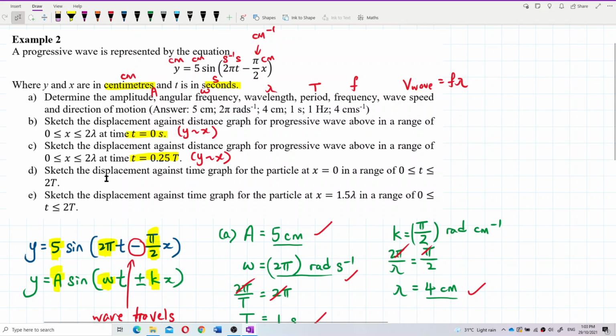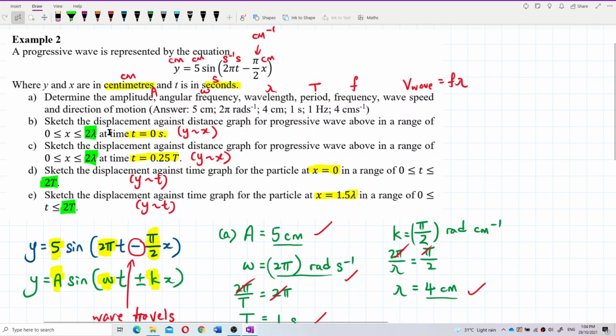And then for D and E, we need to draw displacement against time graph. That means we need to draw a y versus t graph for the particle at this position, x equal to 0. You need to substitute x equal to 0. And for question E, we need to draw a y versus t graph for the particle at position x equal to 1.5 lambda. And be careful, we need to know the range. For question B and C, we need to draw at least 2 lambda. And for D and E, the range required is 2 periods. So these are the things you need to know.